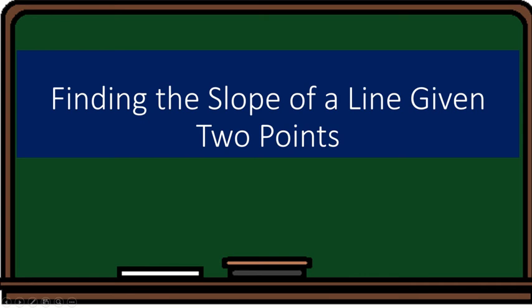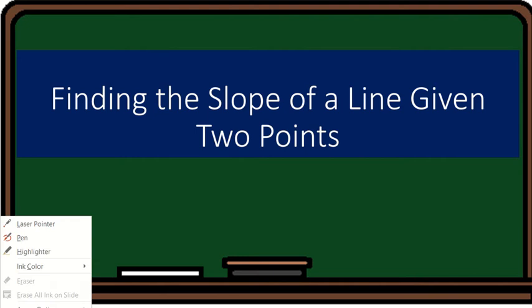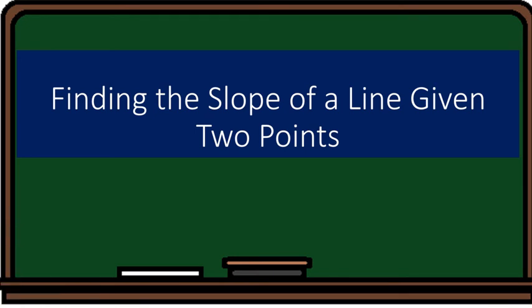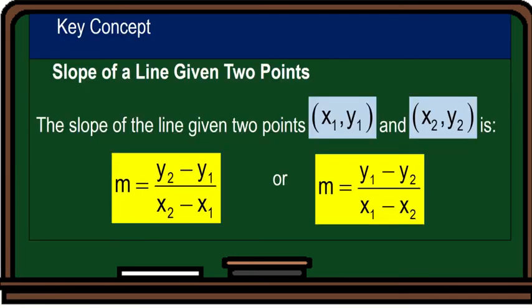Okay, now for this day, we are to discuss finding the slope of a given 2 points. So let's have first our key concept. Let's identify what these 2 points mean. The slope of the given 2 points has an x sub 1, y sub 1 for the first point and x sub 2, y sub 2 for the second point.